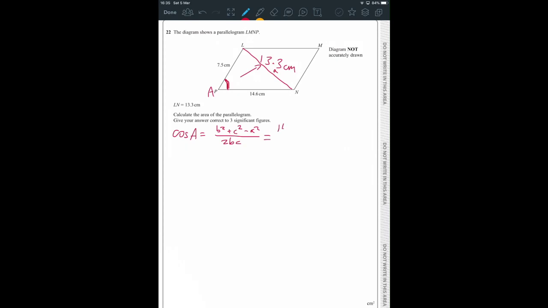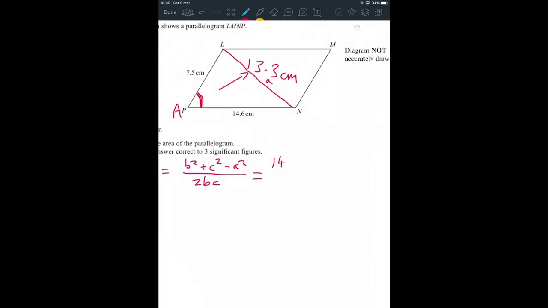So that is the 14.6 squared plus 7.5 squared minus 13.3 squared all over 2 lots of 14.6 times 7.5. Quite an unpleasant fraction. Be very careful typing it into your calculator. I advise hitting the fraction button first, typing in the numerator, typing in the denominator, and we get that section is 0.4224, and that goes on forever.